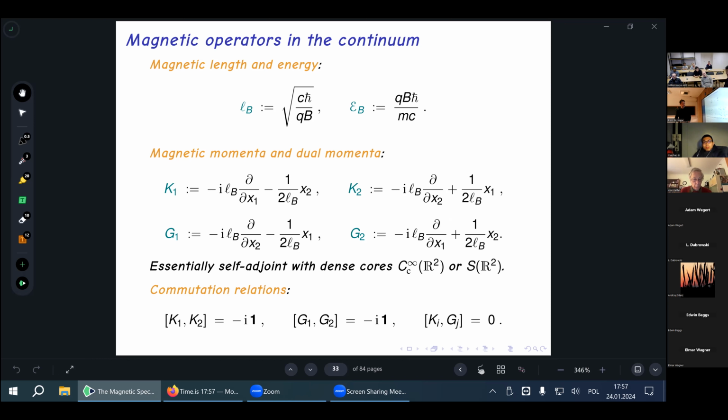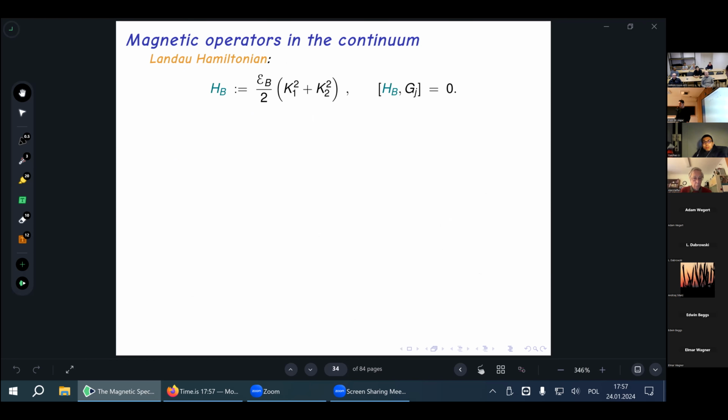Nevertheless, this family of operators satisfies commutation relations. It's just computation, nothing difficult. The Landau Hamiltonian can be written in terms of just two of these variables, K1 and K2. And indeed, the G operators commute with the Hamiltonian, which gives me the possibility to write symmetries of my Landau Hamiltonian.